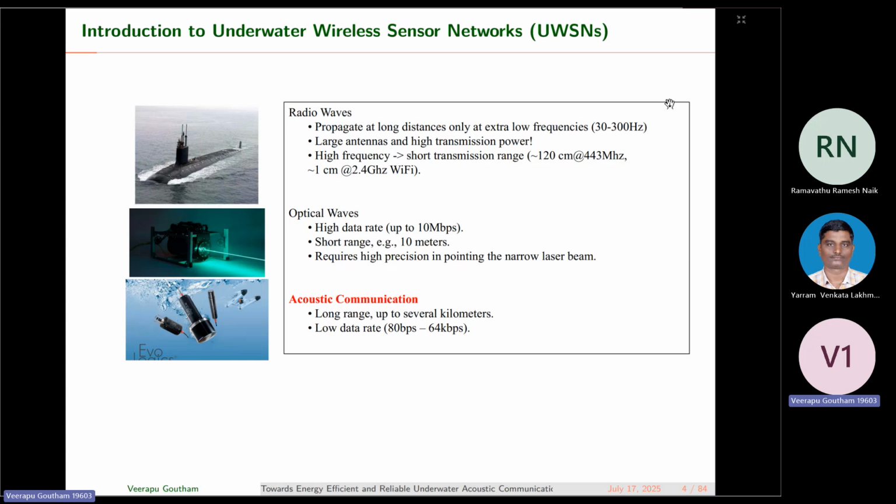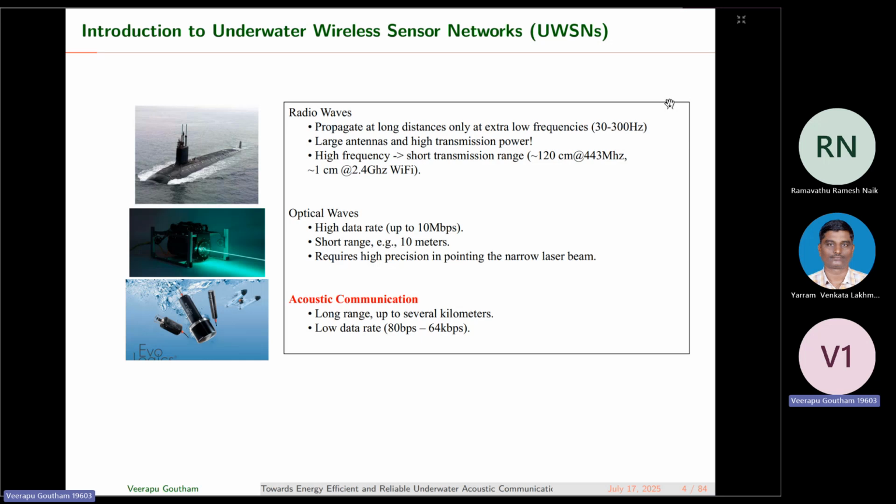That's why they propagate long distances only at very low frequencies. If you change to high frequency, then the absorption from the underwater medium is more. Due to that, we get a very limited range. And one more thing, due to the high absorption losses, we need a large antenna and high transmission power to transmit RF signals in underwater.